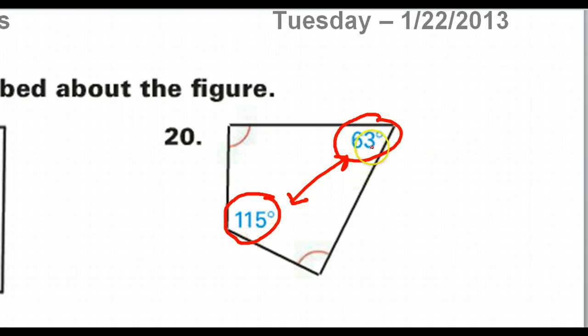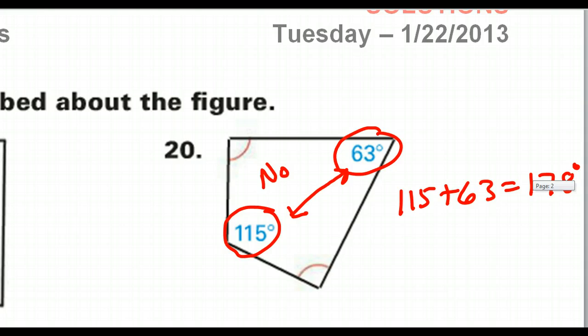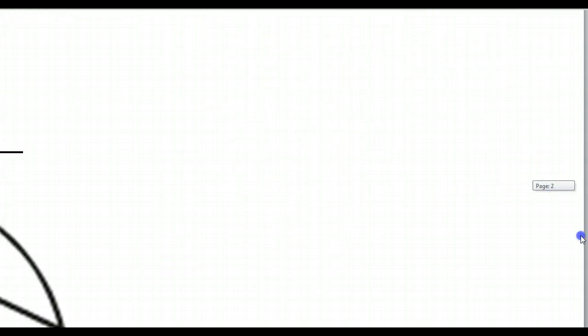Now I can tell from the 5 and the 3 that that's not going to end in 0. So this is going to be a no, because these two angles, 115 plus 63, equal 178. So it's close, but no, it's got to be 180. All right, that is the second to last problem.